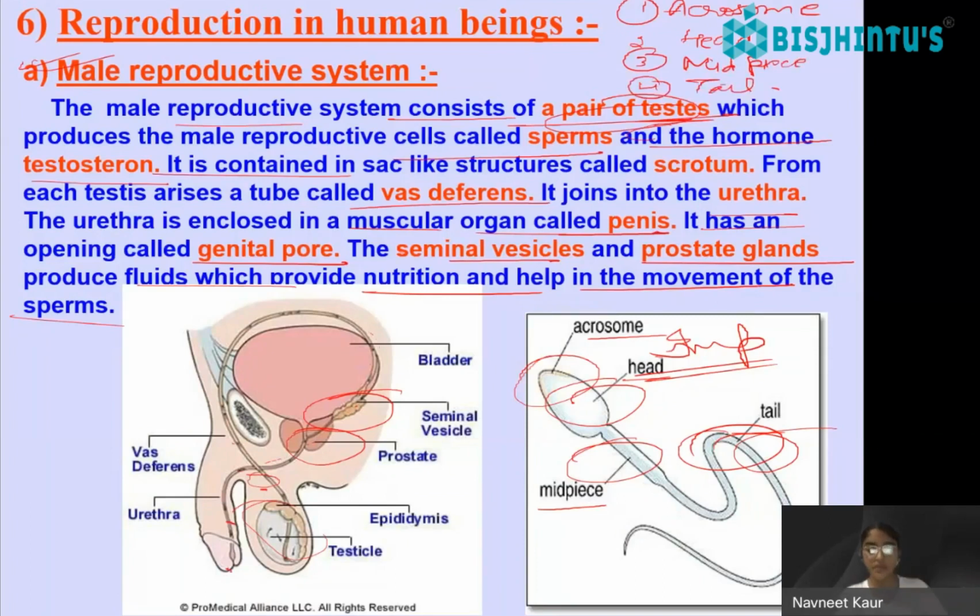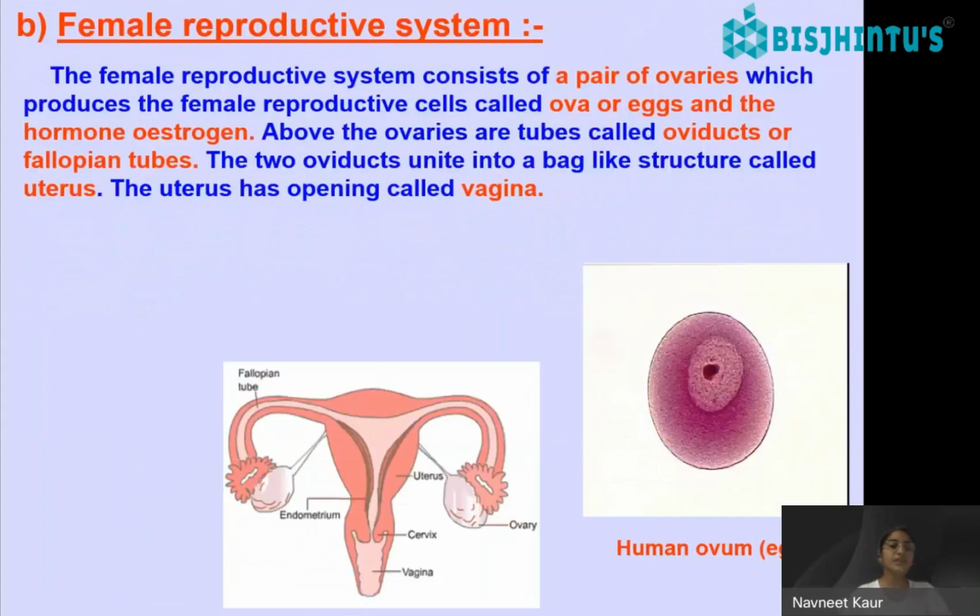Okay, so let's now start with the female reproductive system. The female reproductive system consists of a pair of ovaries. What is the function of the ovaries? To produce the female reproductive cells, which are called ova or eggs, and the hormone oestrogen.